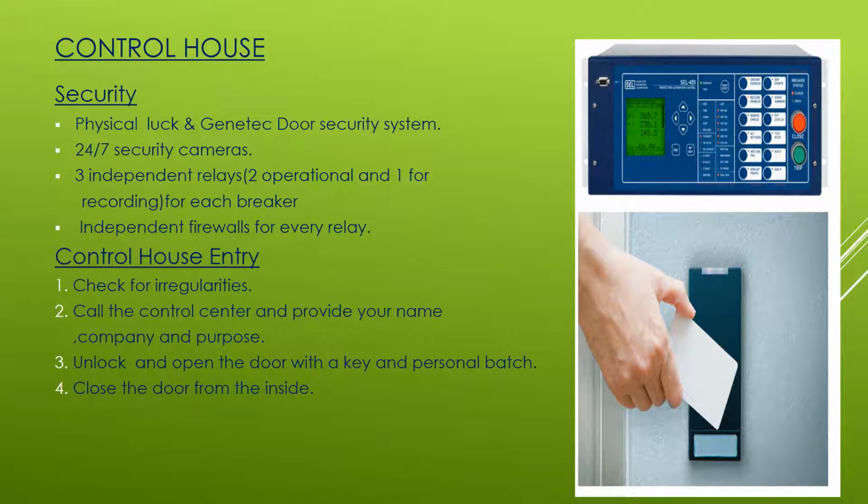Now, if you control house entry, number 1, check for irregularities. Number 2, call the control center and provide your name, company, and purpose. The purpose of why you need to go into the control center. Many times, employees need to just be out of the control center in the substation doing work. But if they need to go into the control center and start playing with relays, they need to have additional permission. Number 3, unlock and open the door with the key and your personal badge. You'll have 50 seconds once you put the personal badge to get in, and if not, it will lock itself automatically. Number 4, close the door from the inside to make sure that nobody has the ability to walk in.